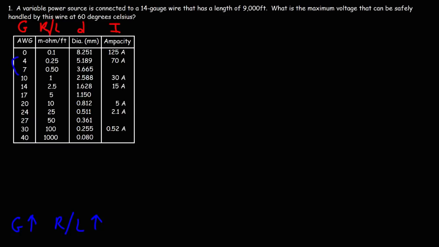But notice that when it increases by 3, the resistance doubles. In this case, as it goes from 4 to 7, the resistance per unit length goes from 0.25 to 0.50. And as it goes from 17 to 20, we can see that the resistance doubles from 5 to 10. So every time the wire gauge increases by 3, the resistance per unit length increases by a factor of 2.